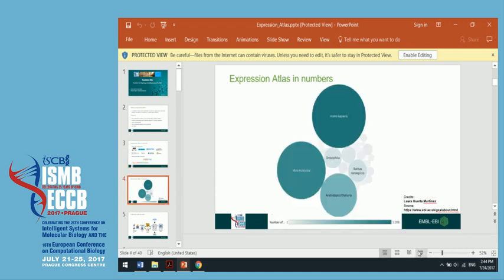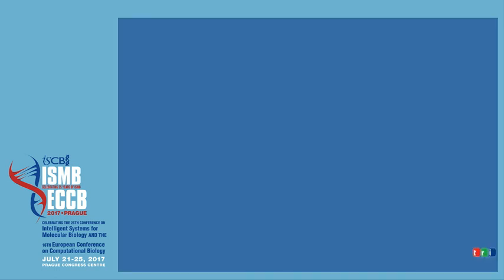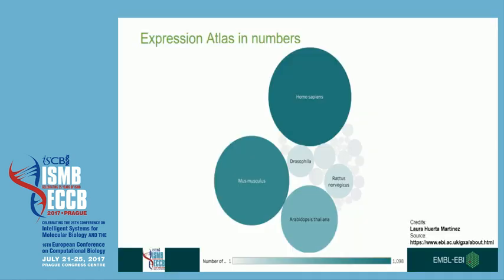And this is a more detailed breakdown of the number of experiments that we have in Expression Atlas. Of course, the species which gathers more interest and more requests is Homo sapiens and mouse, and the more common model organisms.